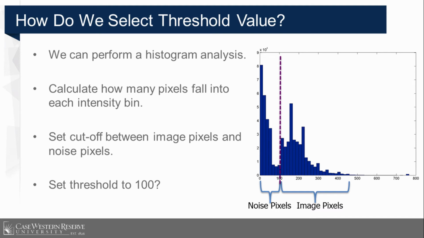So how can we figure out what an interesting threshold value would be? Something that would start to separate these background pixels from the actual pixels showing tissues. One good way to start selecting a threshold value is to perform a histogram analysis. So we take all of our pixels and we calculate how many pixels fall into different intensity bins. Here, we can see that the pixel values range from 0 to 800, and on the y-axis, we can see how many pixels fall into each of these little bins.